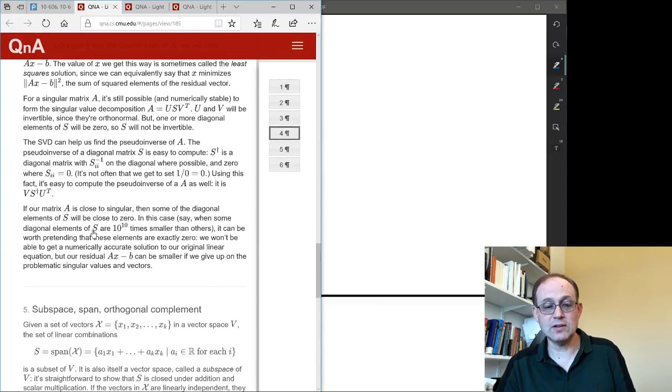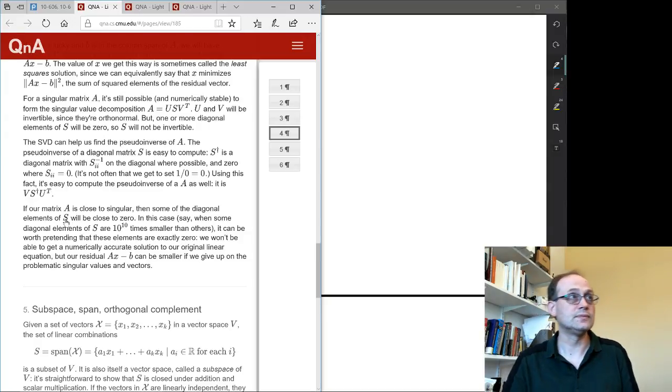And then here, this says again what I mentioned before. If our matrix A was close to singular, some of the diagonal elements of S will be close to 0. And so what we can do is pretend that those elements are exactly 0 and take the pseudo-inverse.